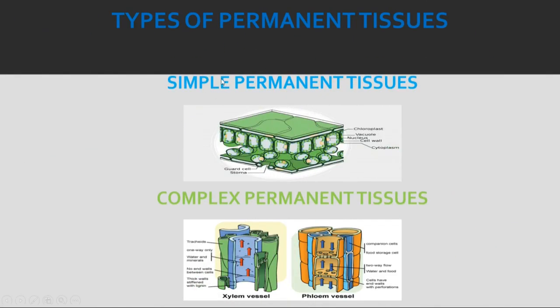This is the simple permanent tissue and this is the complex permanent tissue. These are the two types of permanent tissues found inside a plant. You have seen an image of a simple permanent tissue and an example of a complex permanent tissue. We will be discussing these two parts in detail. So let's move to the next slide.